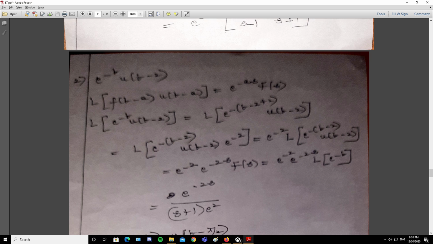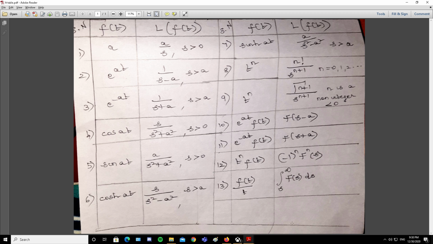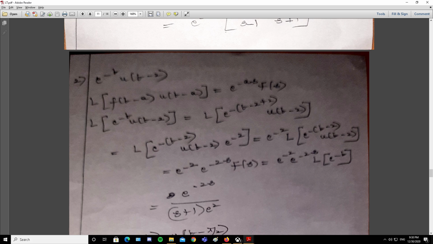What is Laplace of e power minus t? Standard function, 1 by s plus 1. What is Laplace of e power minus t? 1 by s plus 1. So that's what we have here. So e power minus 2s by e square into s plus 1.